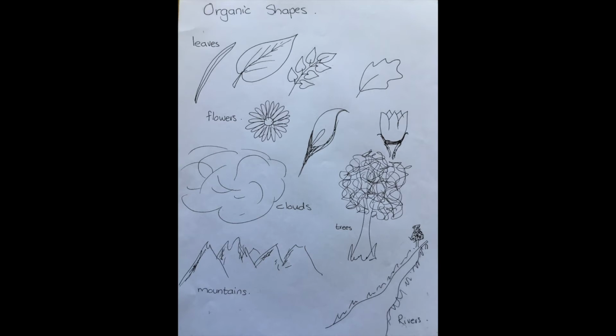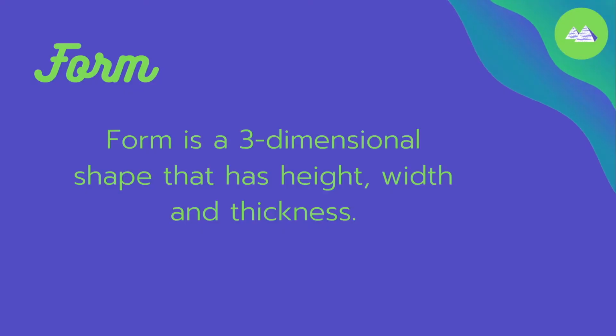Let's have a look at these organic shapes. The shapes of our leaves, the flowers, the clouds in the sky, the variety of different leaves on the trees, the mountains, and even our rivers.